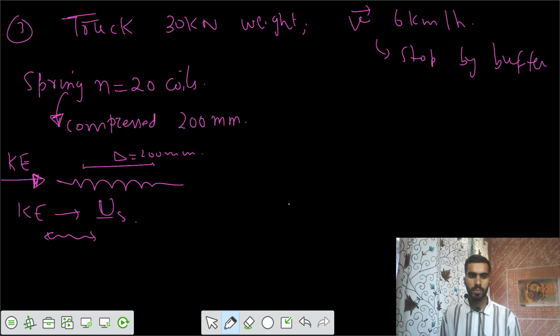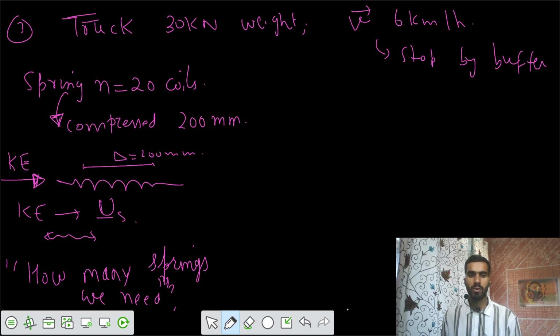So for this mechanism, you say there we have one spring. How many number of springs we need for this given amount of kinetic energy, for this value of delta? So we can have those in parallel, we can say. So how many number of springs we need?